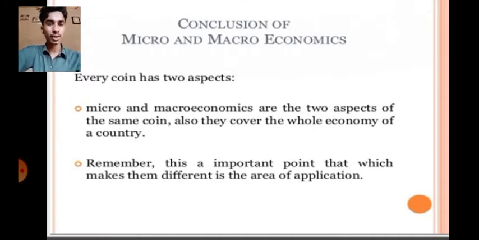Every coin has two aspects. Micro and macroeconomics are the two aspects of the same coin. Also, they cover the whole economy of a country. Remember this important point, which makes them different: the area of application.